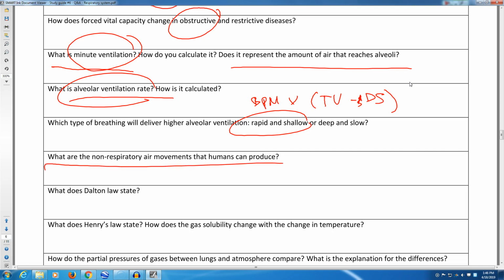Non-respiratory movements, look, match the description with the movement. Okay, which of the following is sneezing?